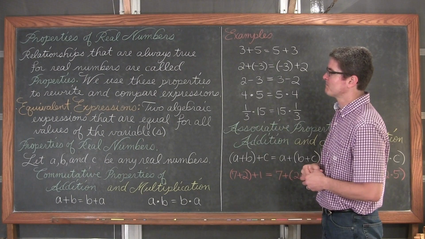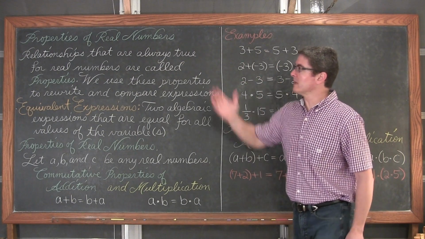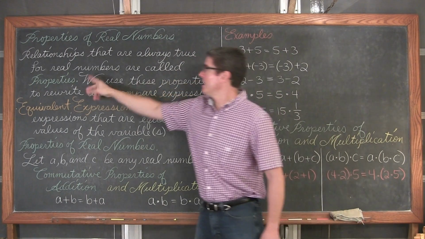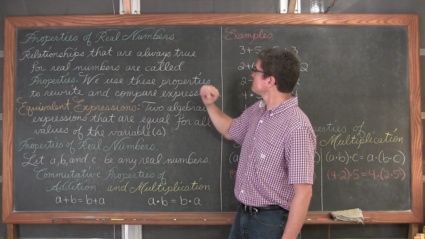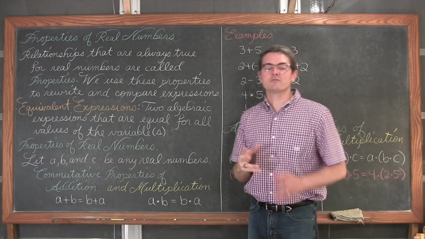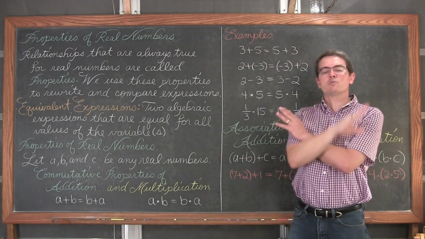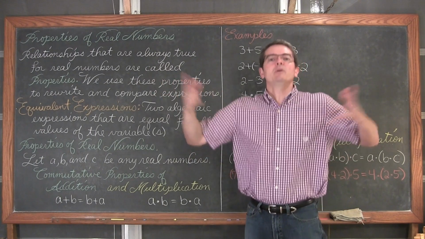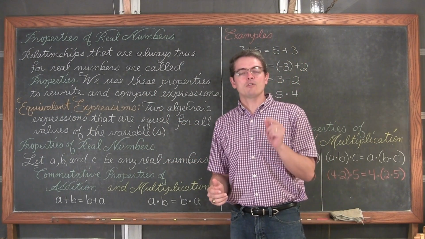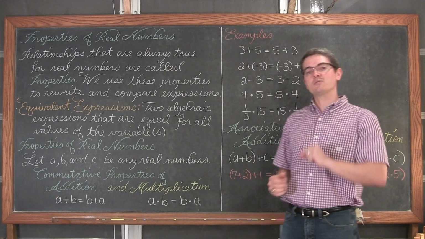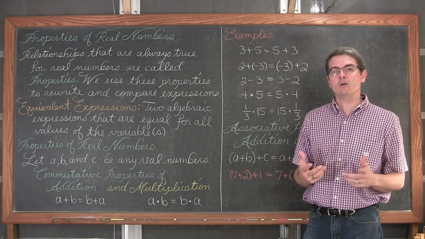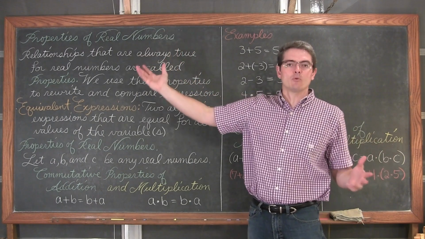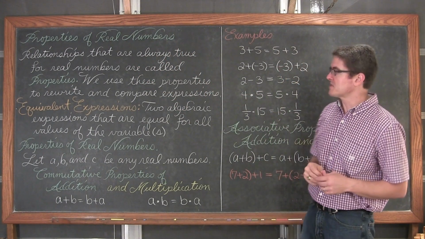A relationship or relationships that are always true for real numbers are called properties. The key word here is always true. For something to be true in mathematics, it must be true an infinite number of times, like 10 million, 10 billion times, and never fail. If you can come up with one counterexample, like we'll talk about at the end of the video, even if it fails one time out of an uncountable number of successes, then it is a false statement.